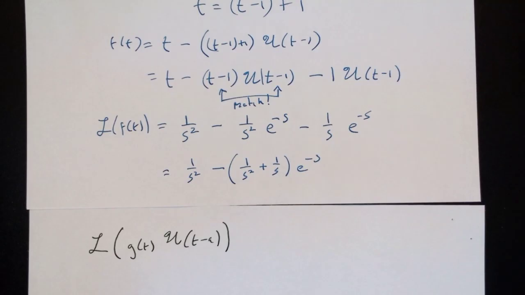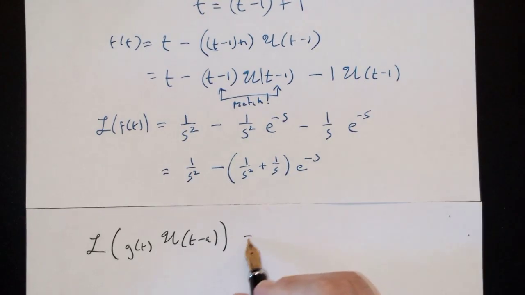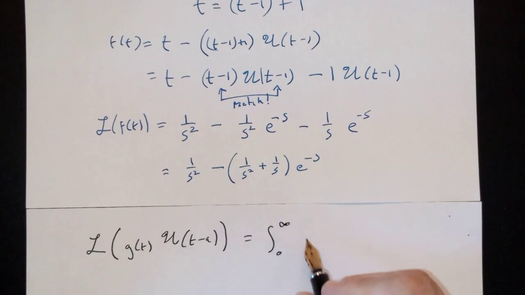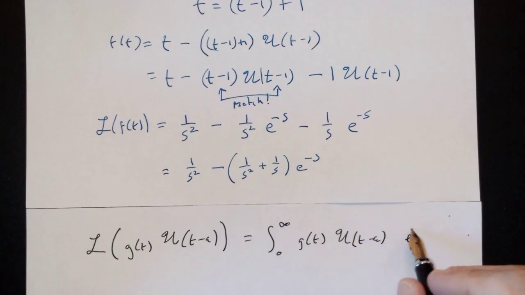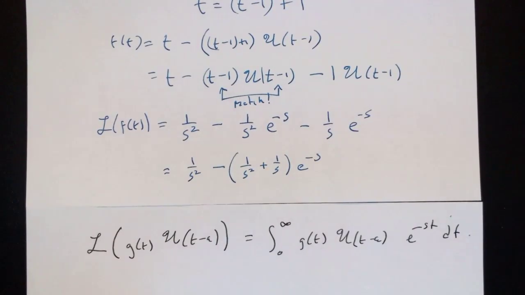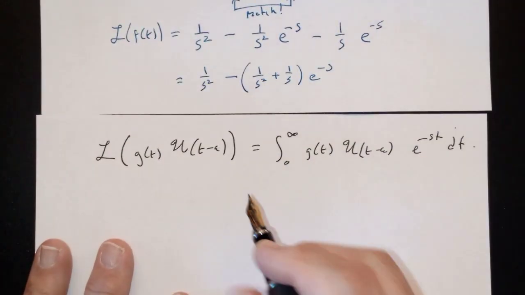Let's take a look at this idea for a second. The Laplace transform tells me that this doesn't get turned on until a, right? Before a, this is equal to 0. So this is really, instead of being the integral from 0 to infinity, g of t u of t minus a e to the minus st dt, this is really starting at a.